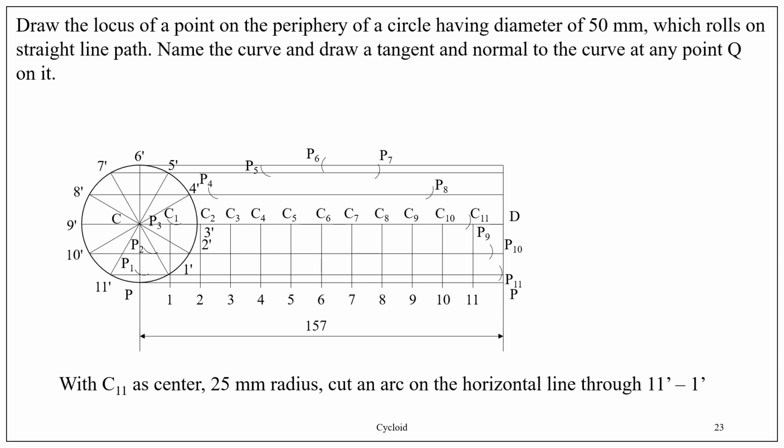Similarly, with D as center, 25 mm radius, cut an arc and that arc will pass through point P. That's why it is not shown here. Similarly, with C as center, that means the center of the circle, with the 25 mm radius, cut an arc and that arc will pass through point P. It's not shown here.